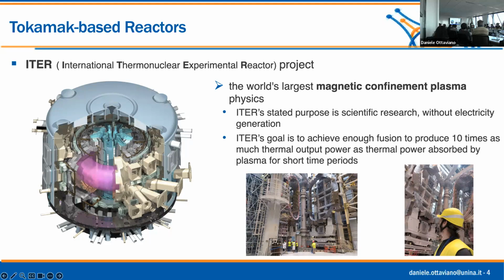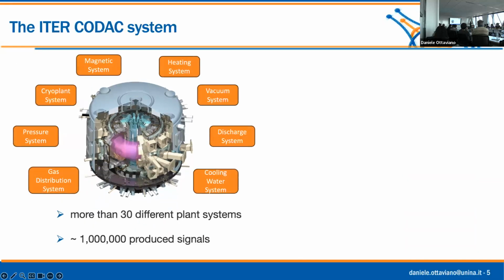What I want to tell you is that, of course, this complex machine is composed of different plant systems, more than 30. Plant systems like the cryoplant system, because the magnets are superconductors and have to be at almost 0 degrees, so very cool. And we need the magnetic system to work to confine the plasma. We need the heating system to heat the plasma, and so on. There are a lot of systems. All these systems produce around 1 million signals that have to be managed in order to control the machine.